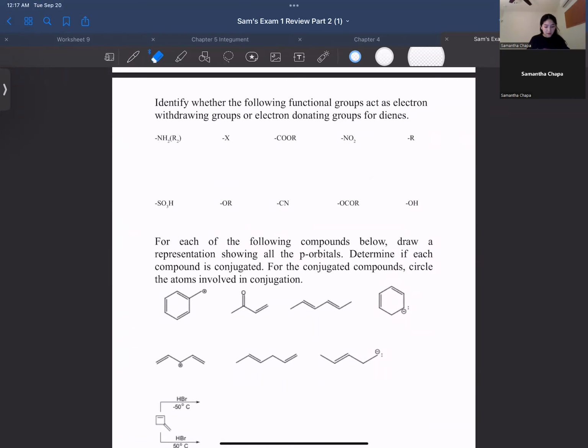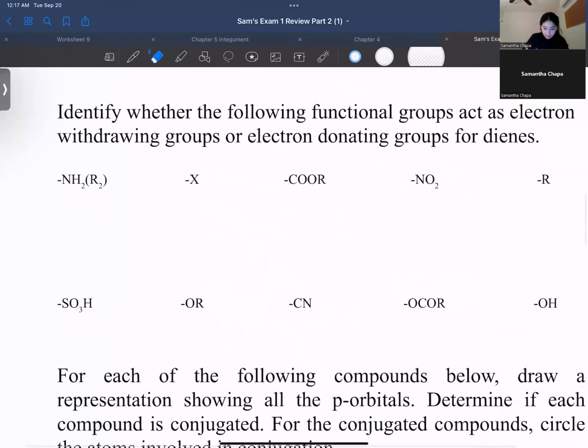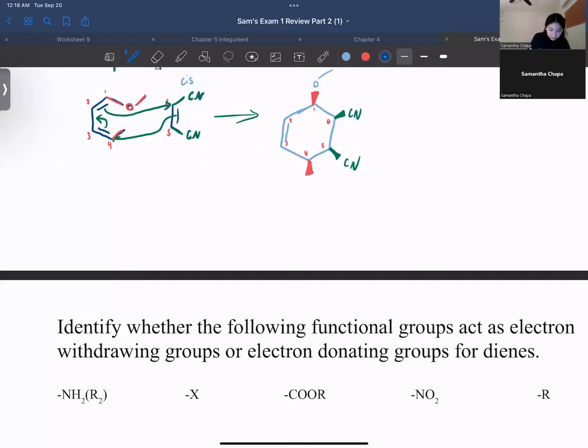Okay. This one's a little bit harder. Let's do this. I have some notes here that I would like to share. I didn't really give myself any room, so let me just put it here. A tip for identifying whether we have an electron withdrawing group or an electron donating group is to draw benzene ring derivatives.